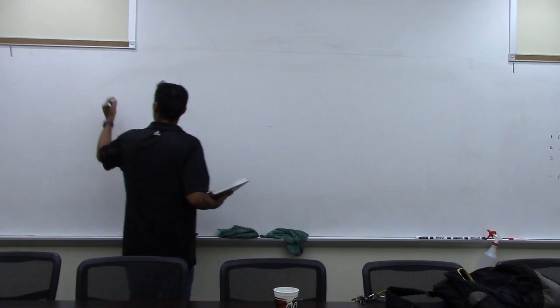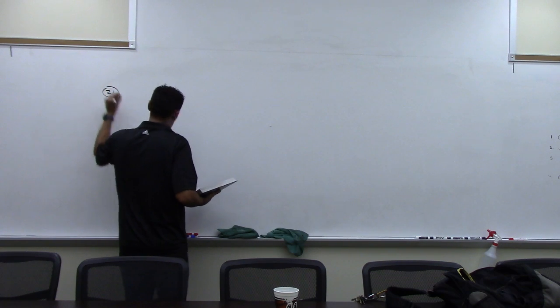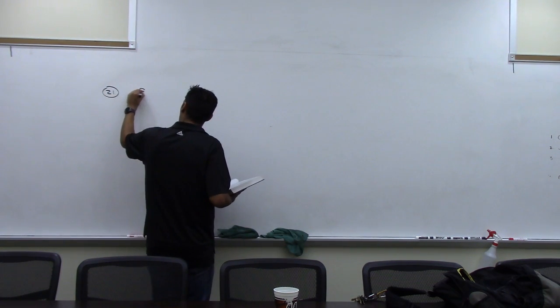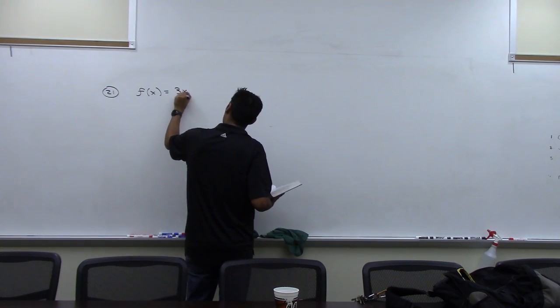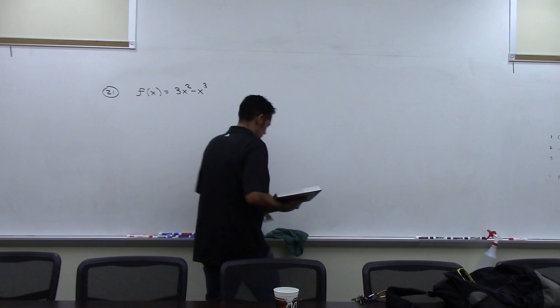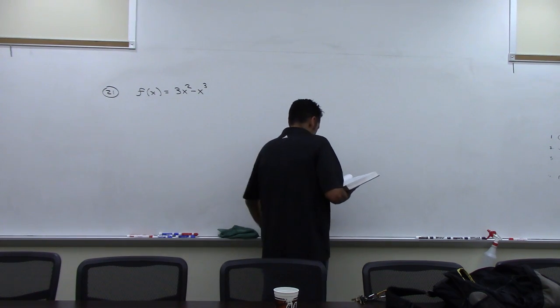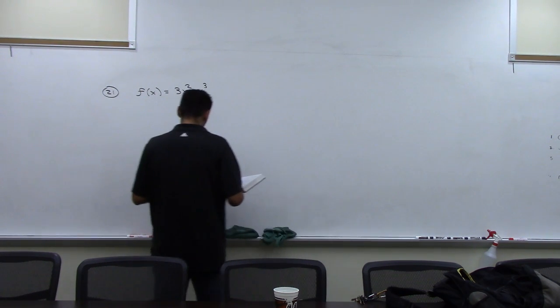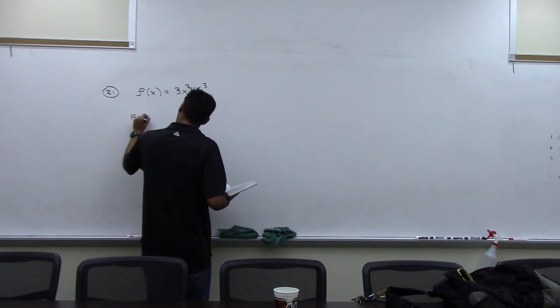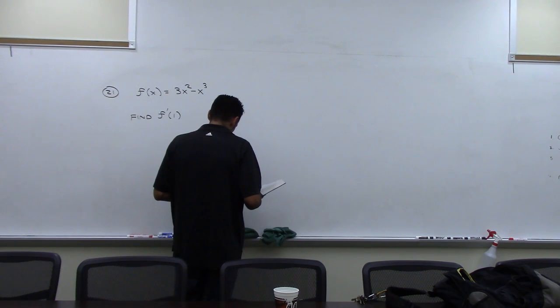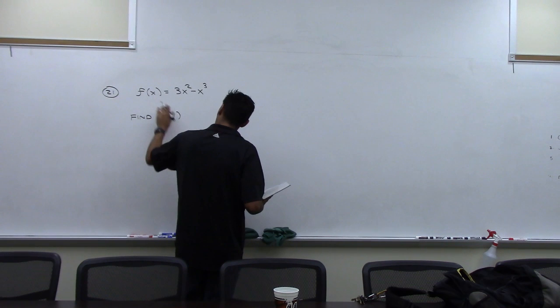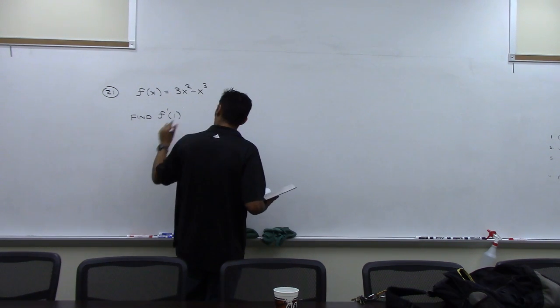So number 21 says if we have a function f of x equals 3x squared minus x cubed, find f prime of 1, and then find the equation of the tangent line to the curve y equals 3x squared minus x cubed at the point 1, 2.